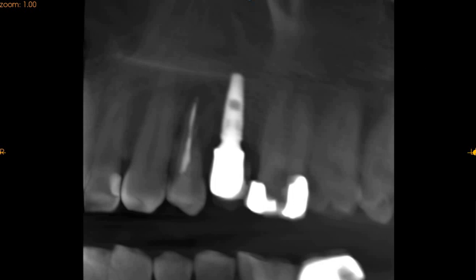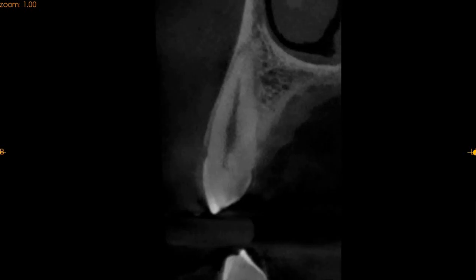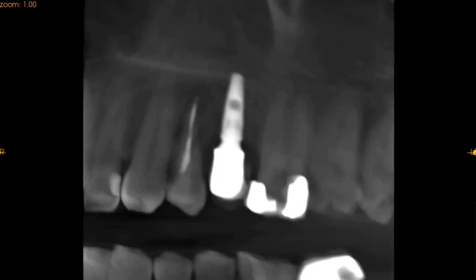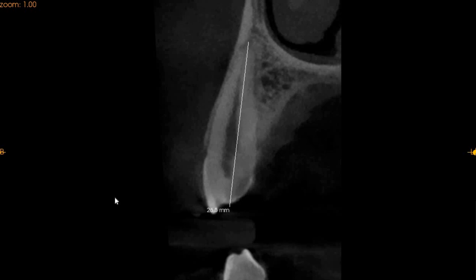Moving on to the transaxial view. On the transaxial view, we will first discuss the upper left canine. The upper left canine has a hypodense area on the palatal aspect, which is very closely associated with the pulp, but has not invaded the pulp yet. We've got one single canal in the upper left canine. There are no multiple canals here. The working length of this tooth approximately is going to be 26.5 millimeters.